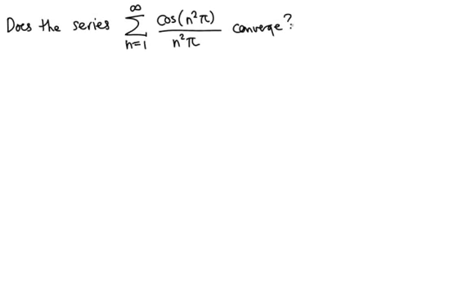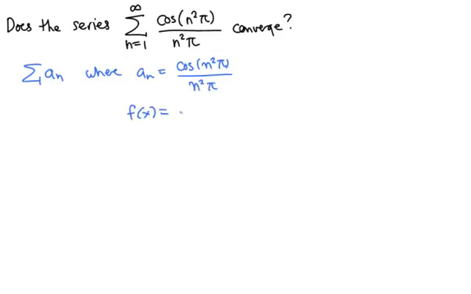Does the series cosine of n squared pi over n squared pi converge? Well, let's see what tools we've got in our arsenal. This takes the form summation a_n, where a_n is equal to the cosine of n squared pi over n squared pi. Now, if we switched all of those n's to x's, we'd have cosine of x squared pi over x squared pi.